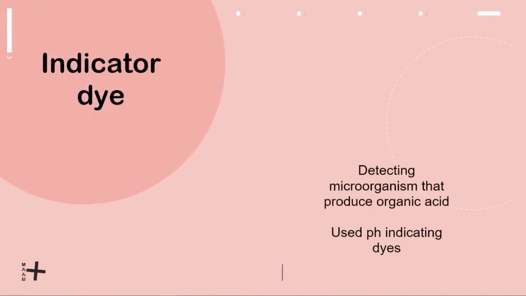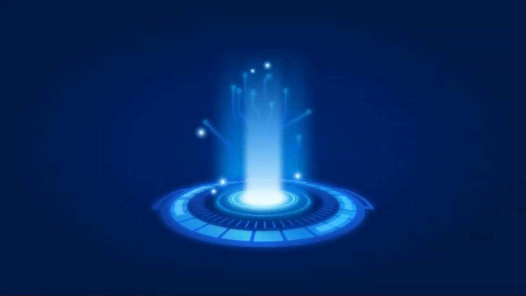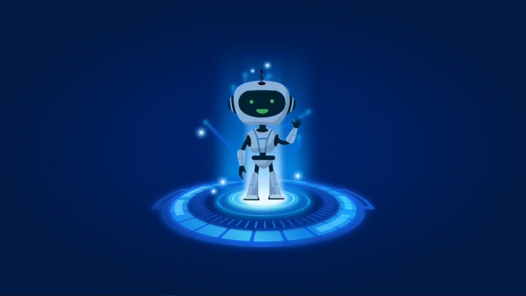The indicator dye technique is used for detecting microorganisms that are able to produce organic acid. It uses pH indicator dyes such as neutral red, chromatic blue, and many more. Very useful technique. Next one, please.